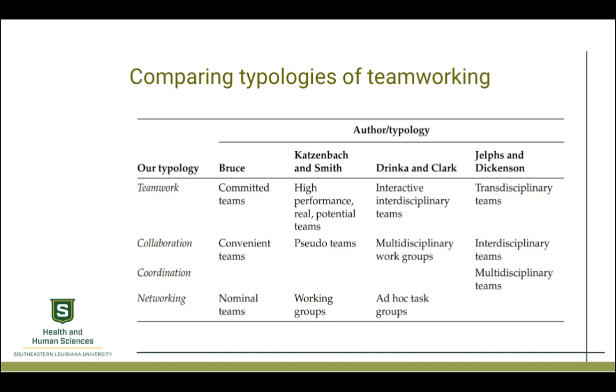There are a couple of researchers who are trying to differentiate one type of team from the other. Bruce looked at teamwork in terms of committed teams, and networks as more nominal teams. Then Drinker and Clark looked at teamwork as an interactive, interdisciplinary team, while they described networking as an ad hoc task group. So you can see from the descriptions that there's a lot less interdependence and integration with networking than with teamwork.